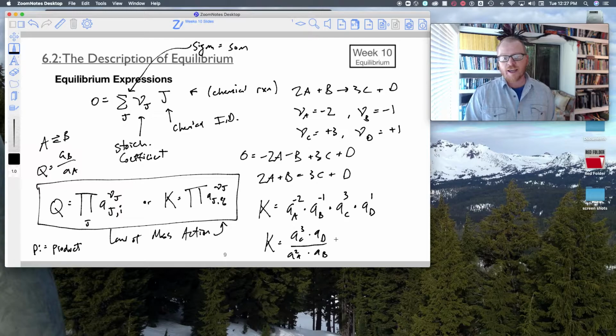Of course, in Chem 109, we would have established this really as the partial pressure of C cubed times the partial pressure of D to the first power, over the partial pressure of A squared times the partial pressure of B to the first power.